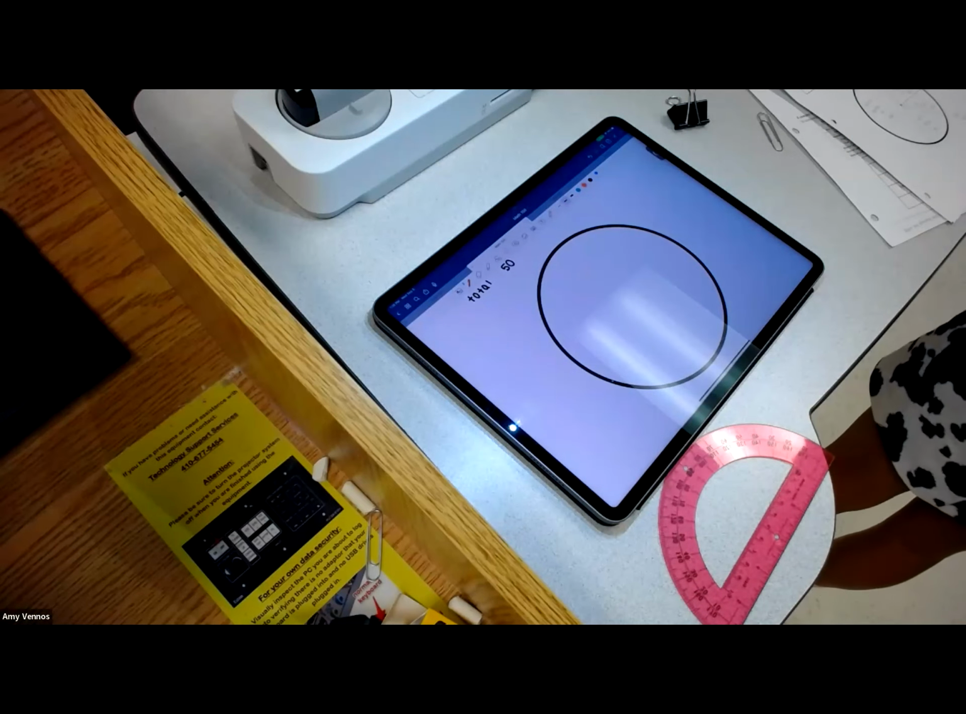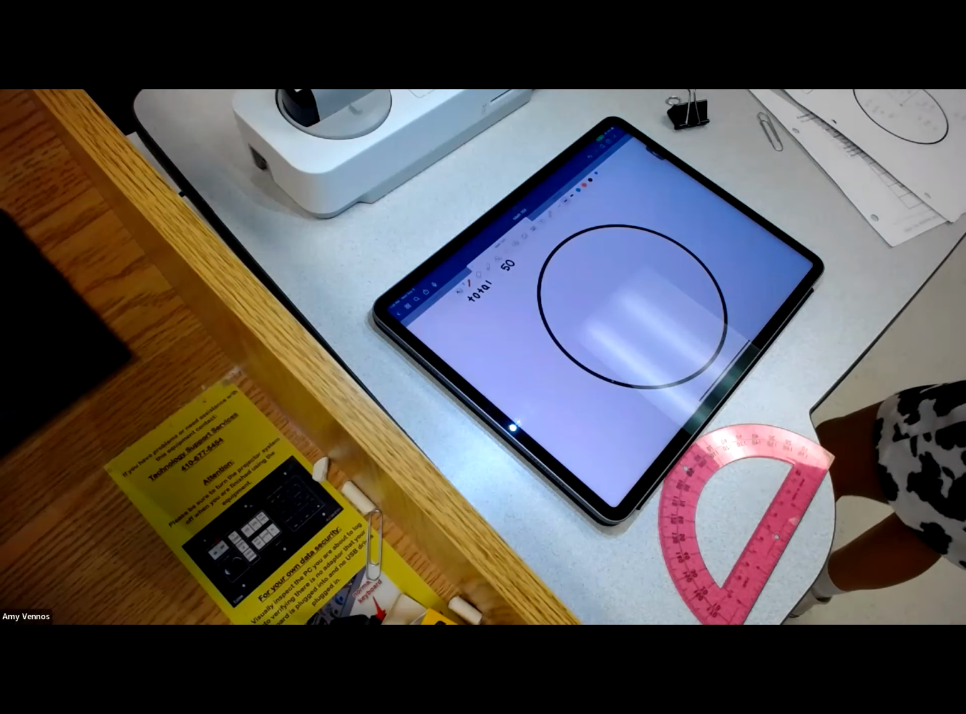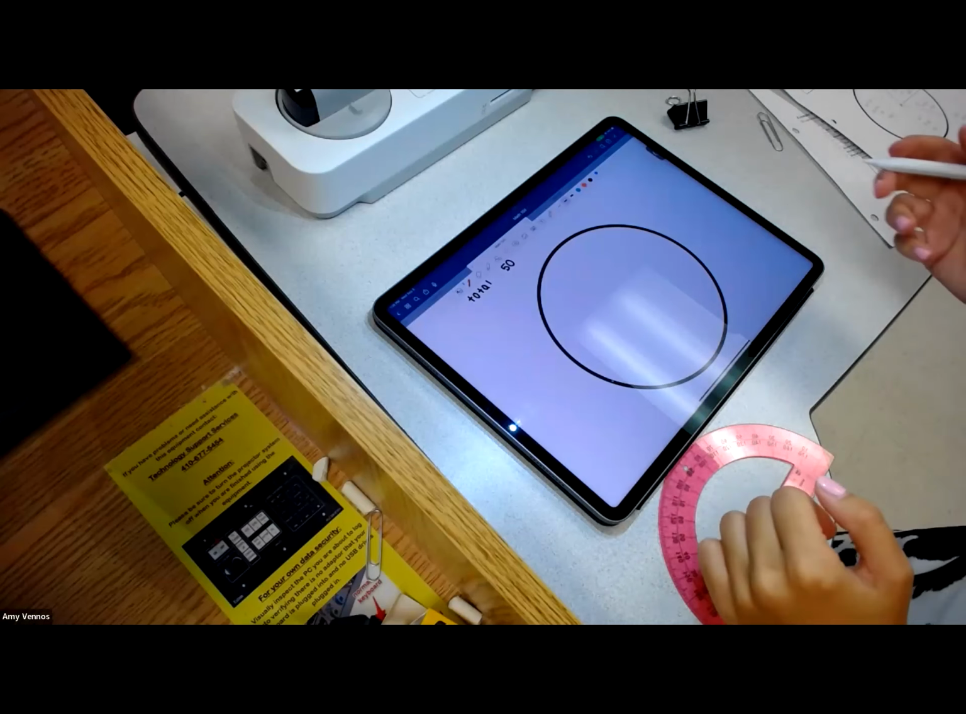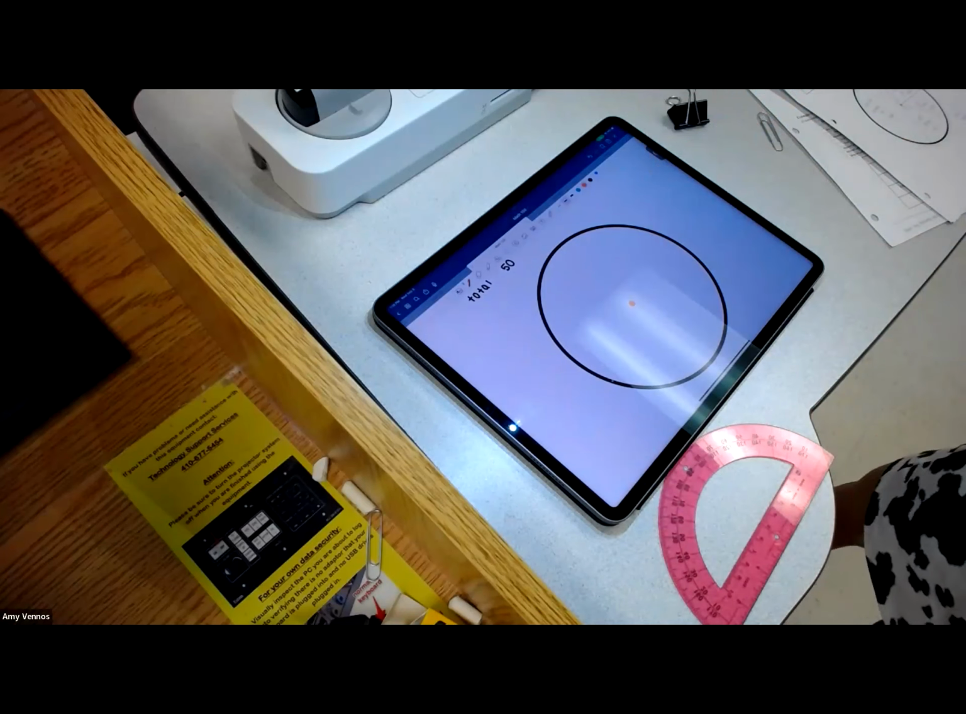Okay, so when we deal with this, we have a circle, right? That's kind of how we start with a pie chart. Normally what I like to do is draw a little dot in the middle of my circle.